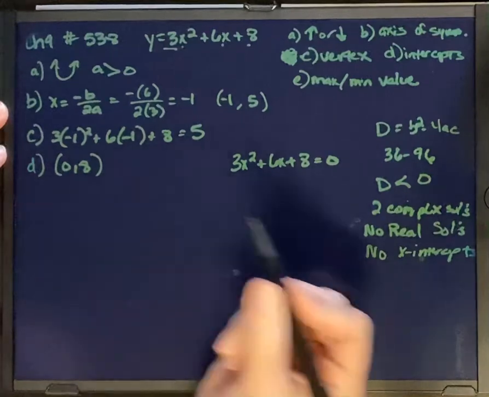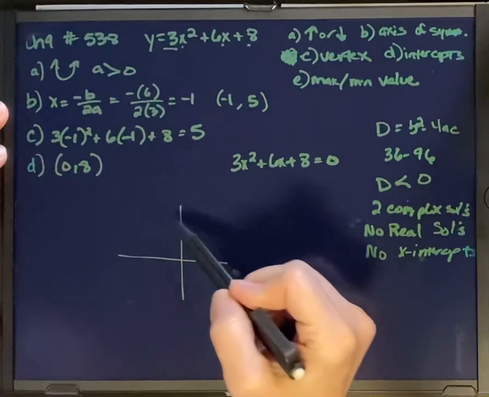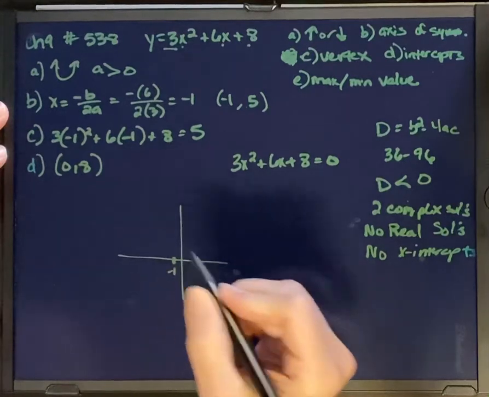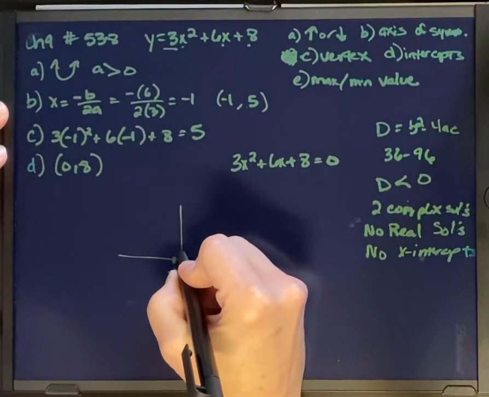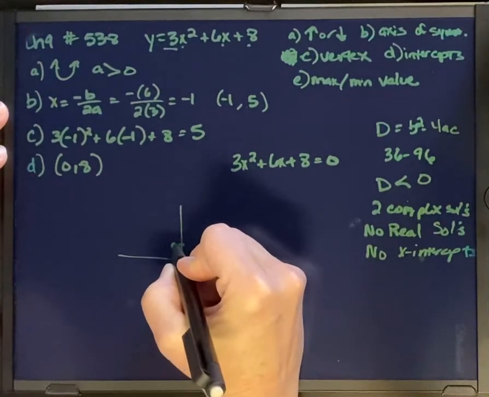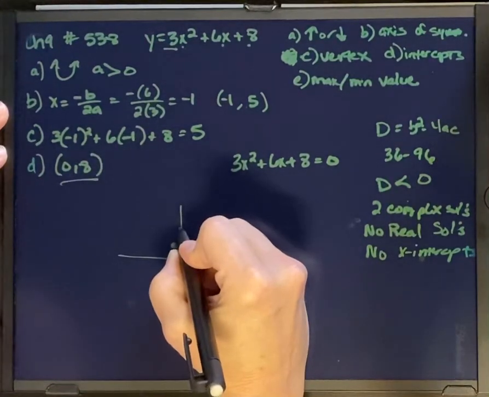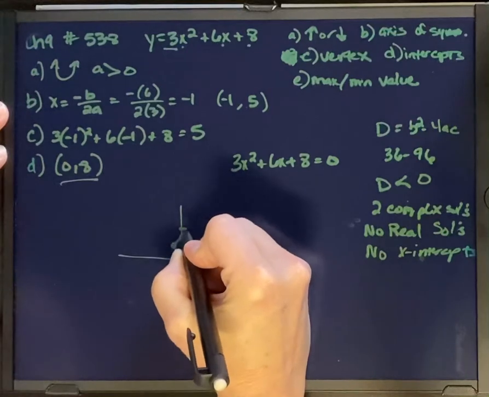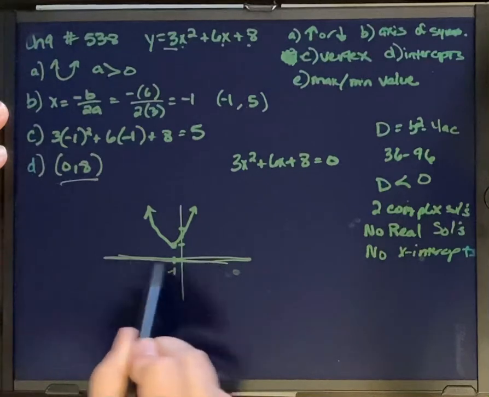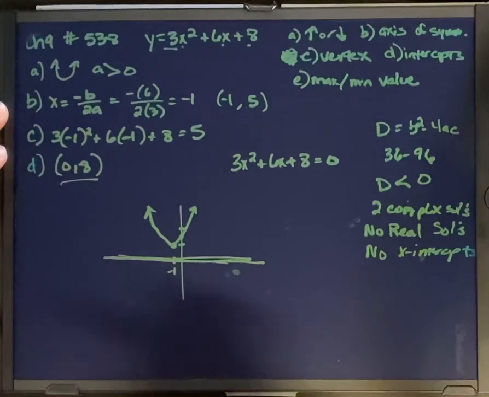We can also tell if you were to graph this, because we already established that it opens up. Our axis of symmetry is at x equals negative 1, and the low point is at 5. So this is our minimum value, and then it's going to hit at 0, 8. So somewhere right about here, it's going to hit going up. And so as you can see, it's not going to hit the x-axis at any point. So those are two ways to try to finish graphing it.